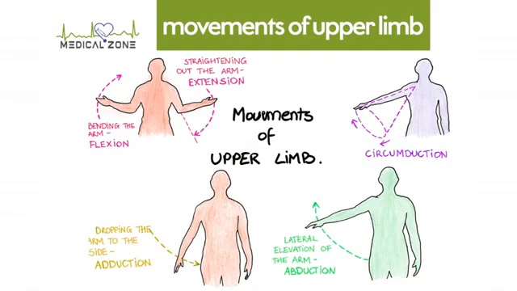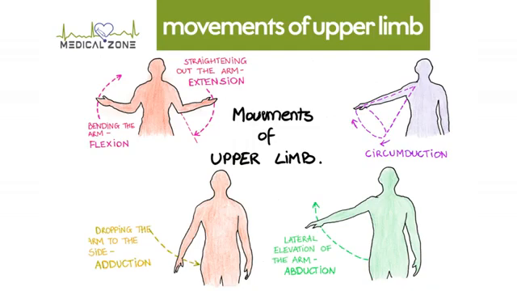Next movement is abduction. When a limb is taken away from the body, it is called abduction. Adduction is when the limb is brought close to the body, the opposite of abduction. Next movement is circumduction. It is a combination of extension, abduction, flexion and adduction in a sequence. Example is bowling.